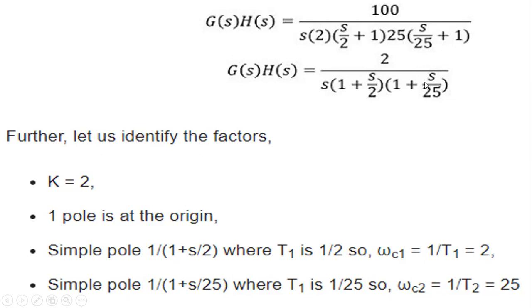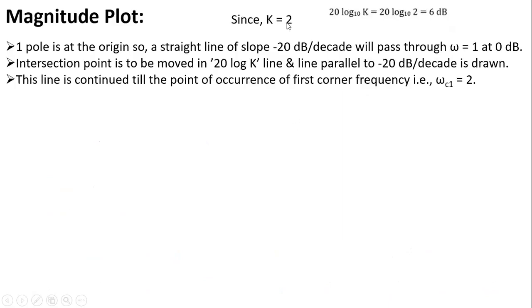This is exactly the terminology that we get when we arrange this in 1 plus ST form. Okay, so I hope this is clear. Then if we move on to the magnitude plot, since k is equal to 2, 20 log k is equal to 20 log 2, that is nothing but 6 decibels.